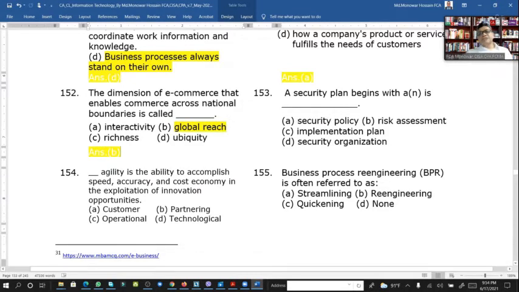A security plan begins with risk management. So here, risk management, with the risk management, the keyword is security.